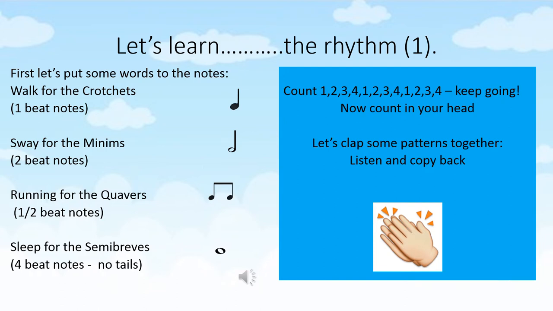Well done. Now we're going to do minims. Minims are worth two beats and the word is sway. Here we go. Sway-a, sway-a, sway-a, sway-a, sway-a, sway-a.